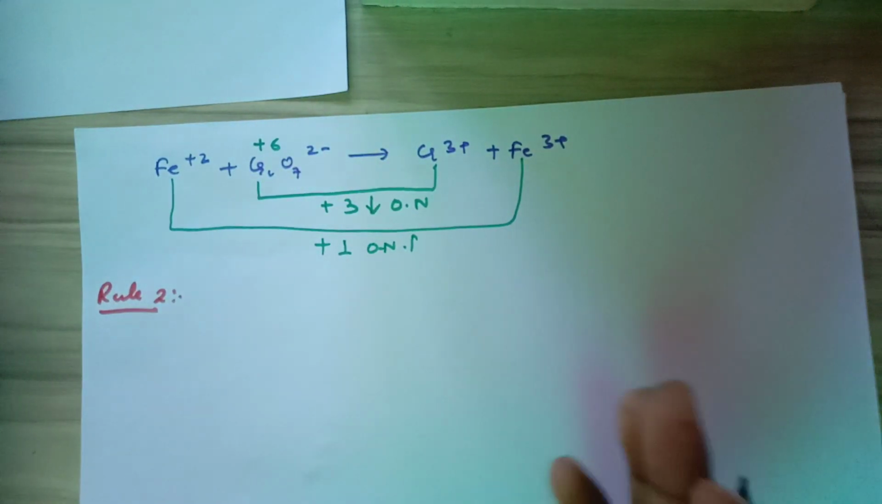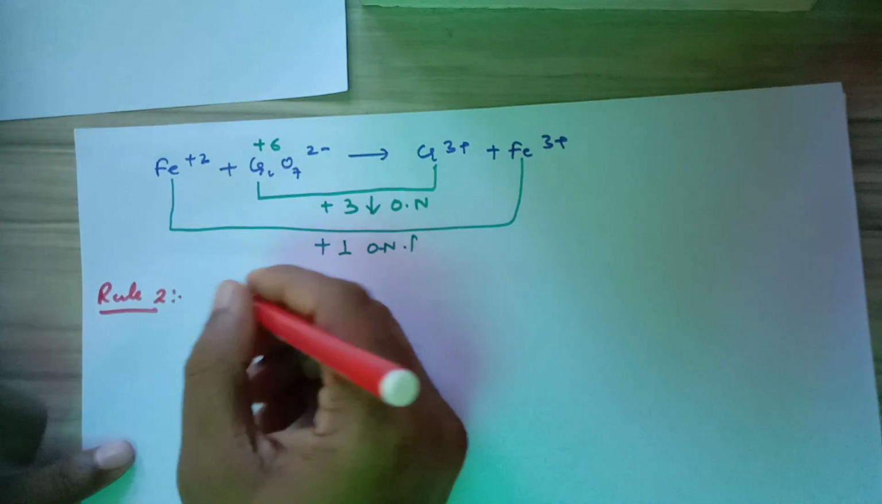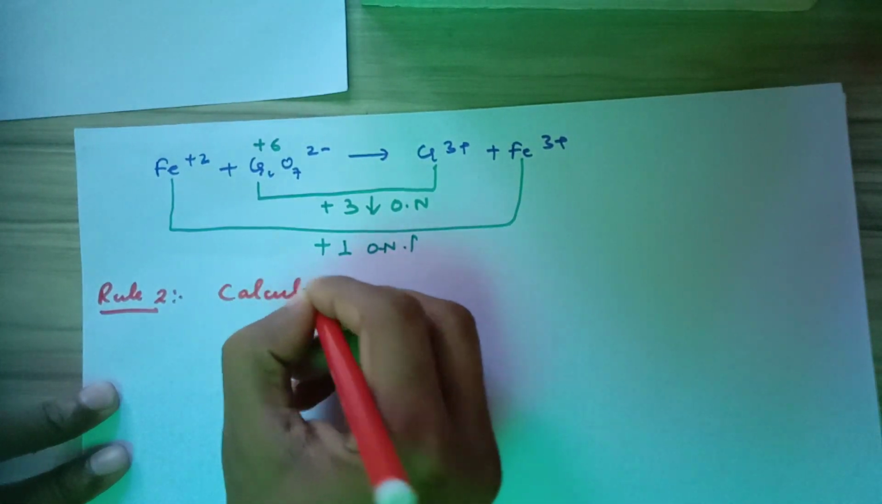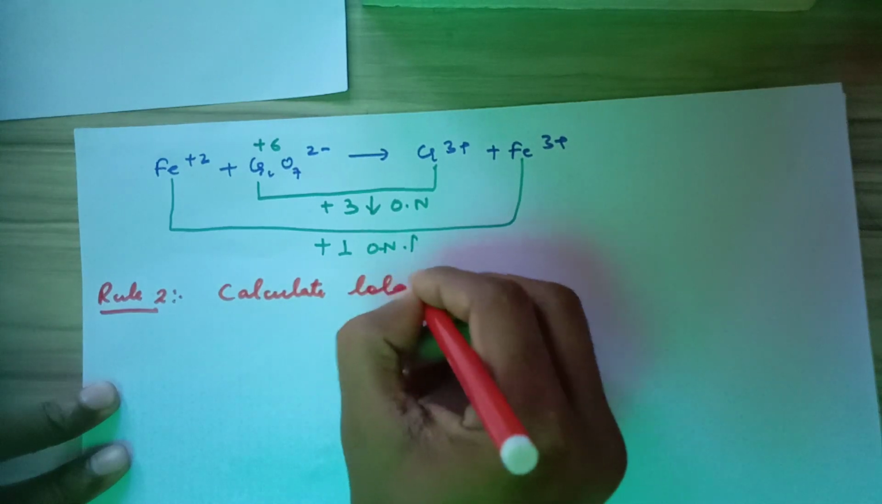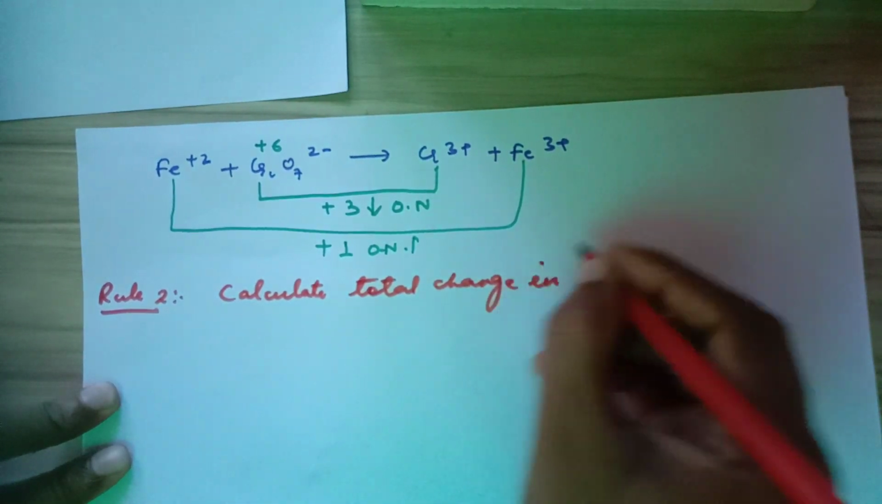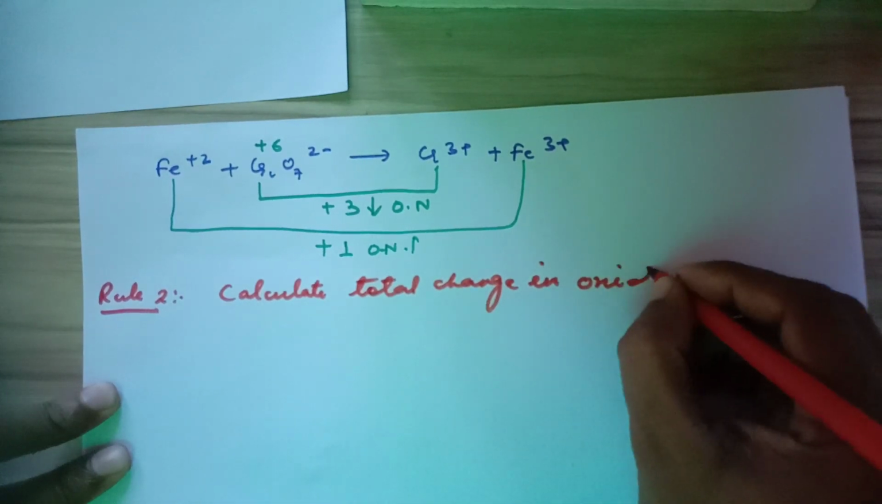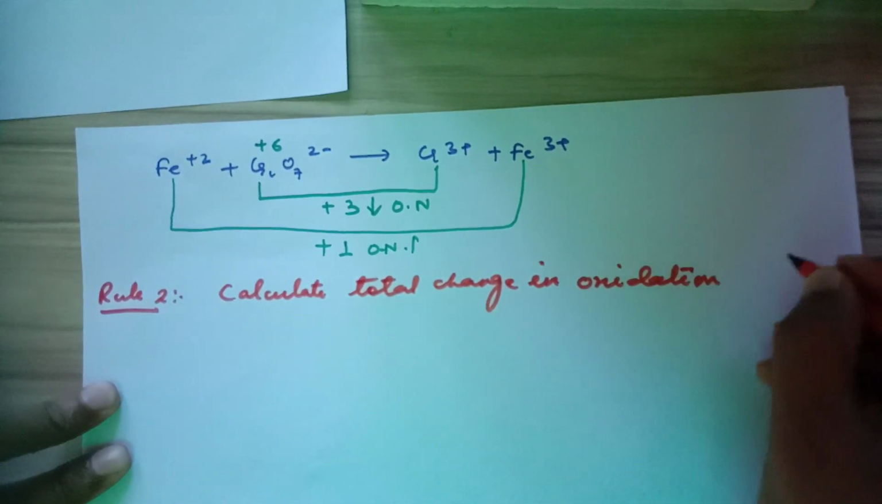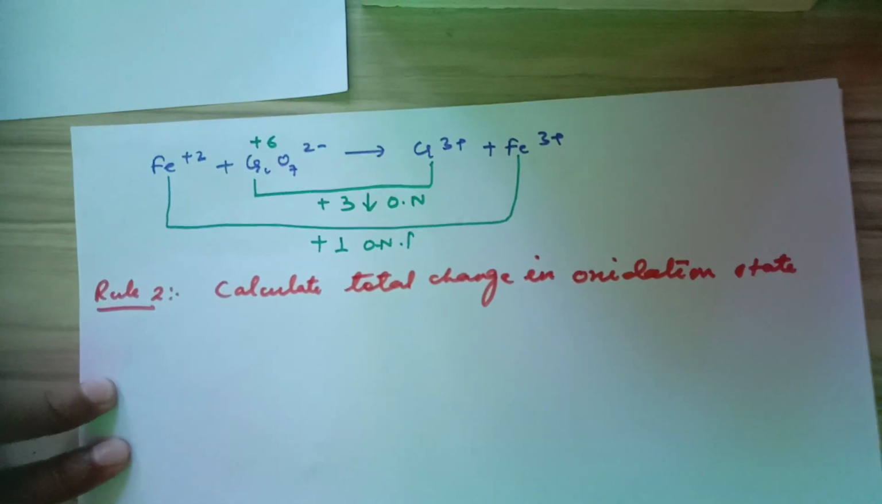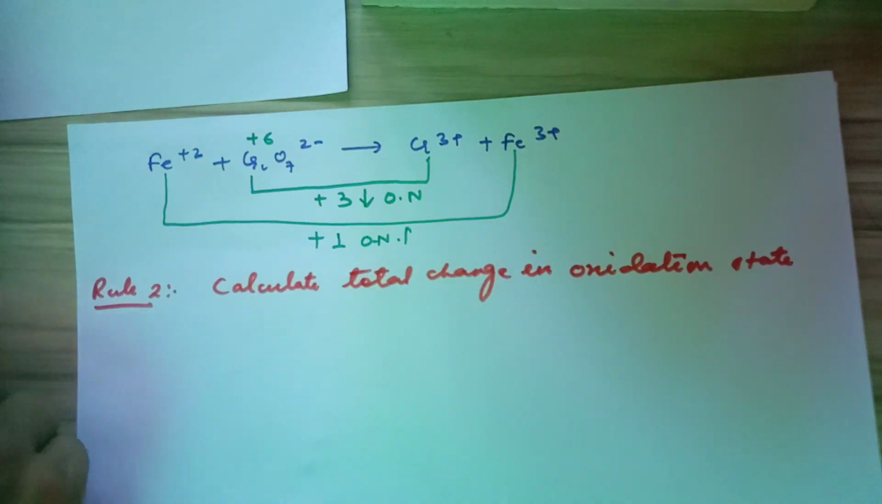Calculate total change in oxidation state. Rule number 2 says: calculate total change in oxidation state. Now let's calculate the total change.